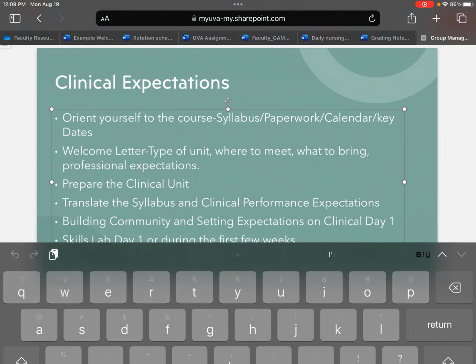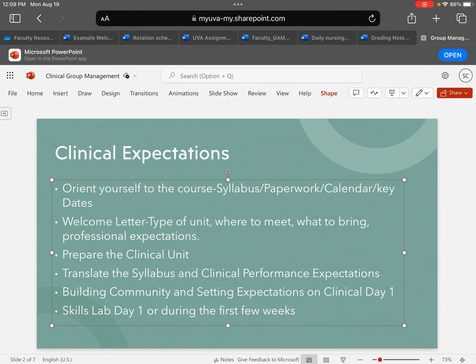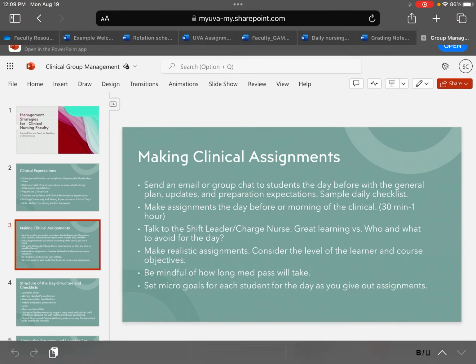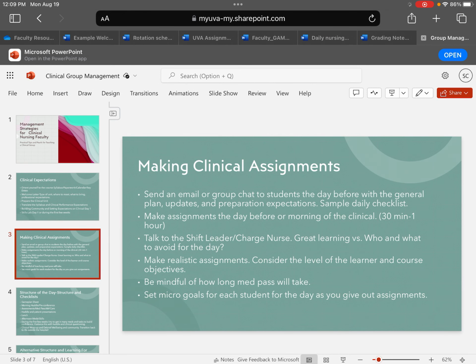So let's talk about making clinical assignments. In making clinical assignments, I communicate each week to my students what the plan is. I do prefer the group chat. I do also send an email as well if I've got a lot of information to convey, especially in those early weeks. Sometimes my group chat text will say, please check your email. I have some important information to share about tomorrow's clinical.